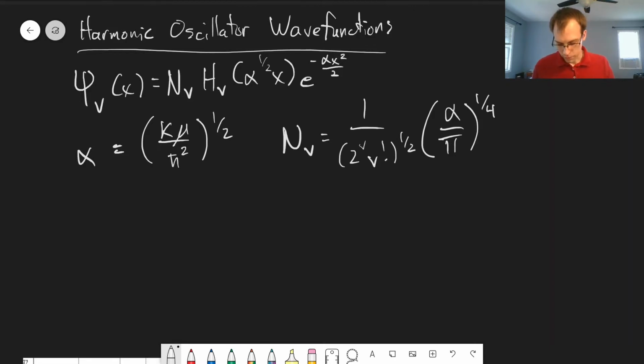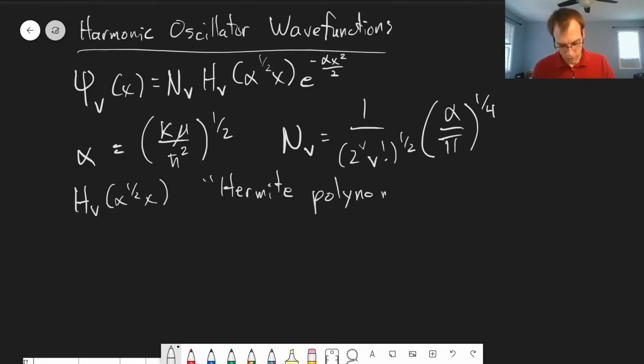So then the H_v of alpha to the 1/2 x, this is what's known as the Hermite polynomials. Hermite being the guy in the 1800s who decided that this would be a fun equation to solve. And so these Hermite polynomials, I'll just list the first 4 of them. You can see table 5.2 to get a longer list from your textbook.